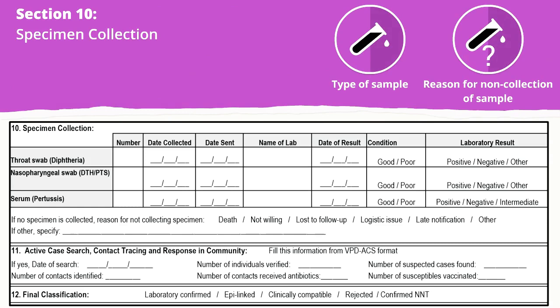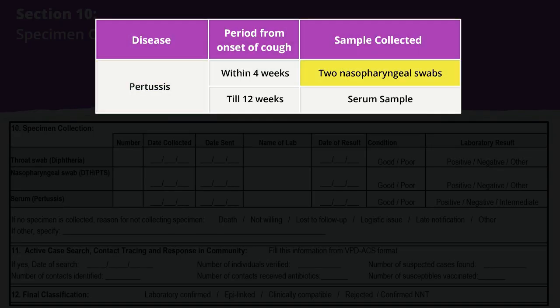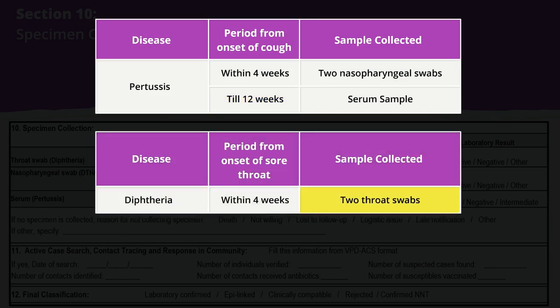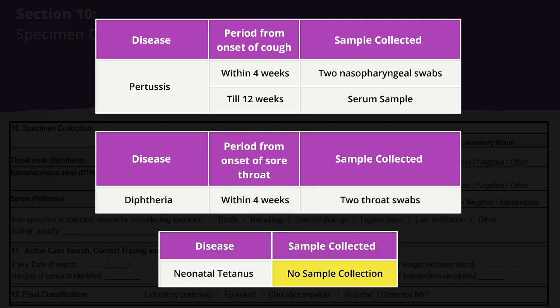In Section 10, fill in the details of specimen collection. Remember to mention reasons if sample is not collected. In pertussis, 2 nasopharyngeal swabs should be collected within 4 weeks and serum should be collected till 12 weeks of onset of cough. In diphtheria, 2 throat swabs should be collected within 4 weeks of onset of sore throat. No sample has to be collected in neonatal tetanus case as its diagnosis is clinical.